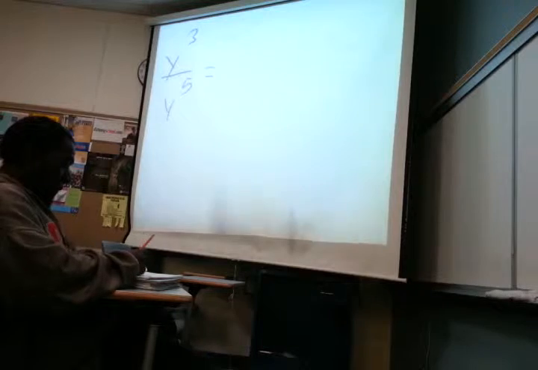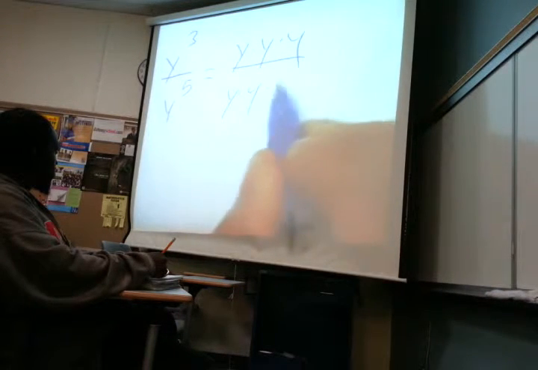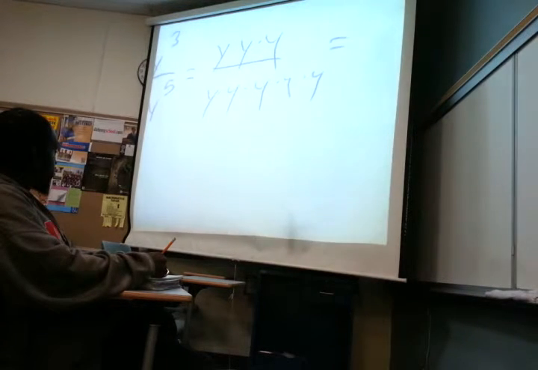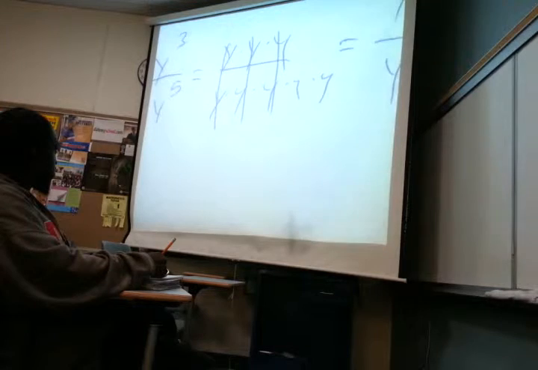Now, y cubed is y times y times y. Y to the fifth would be? 5y. So how many cancel? Three. 1, 2, 3. How many are left alive? Two. Where? On the bottom. 1 over y squared, yeah.